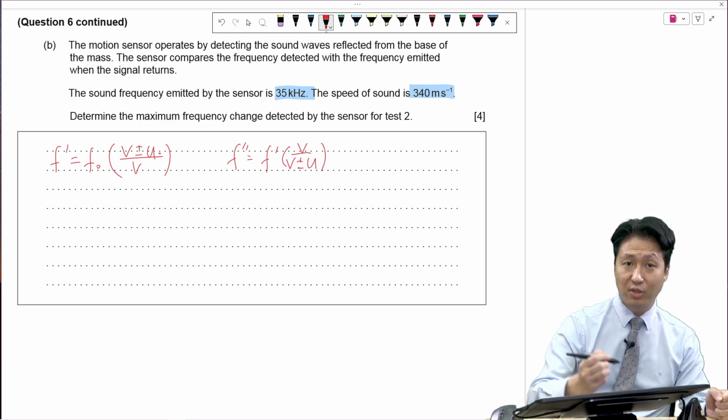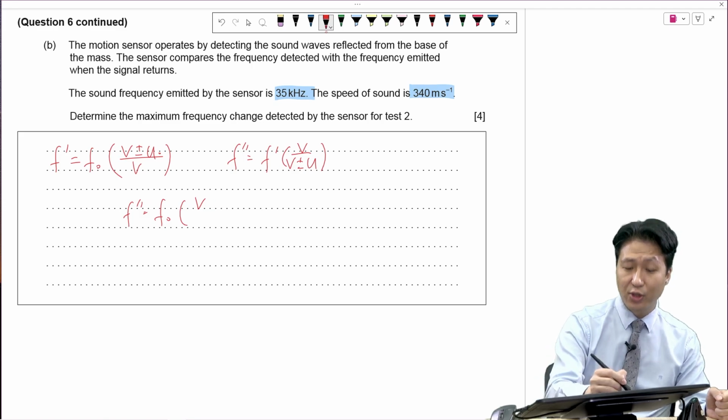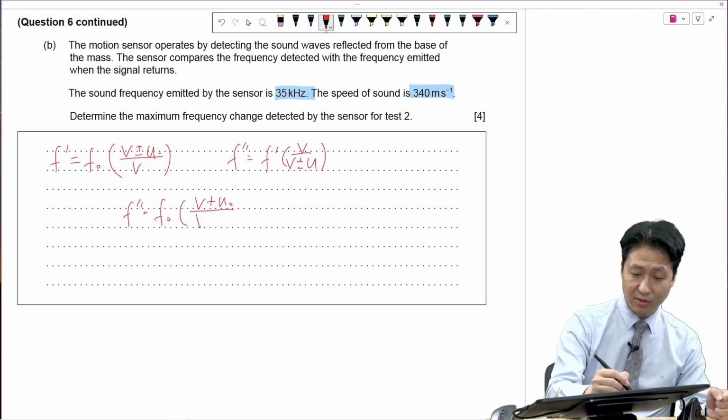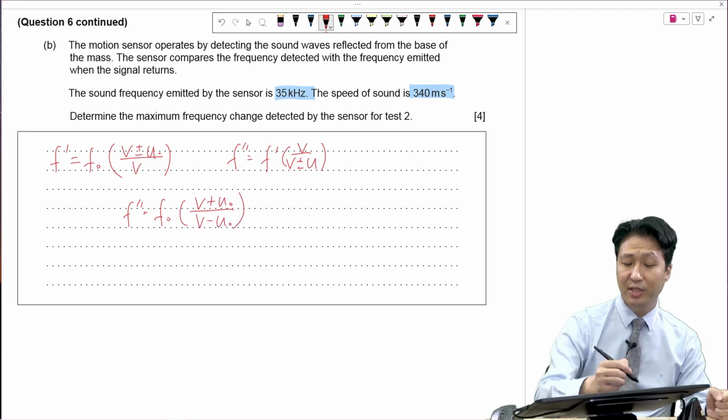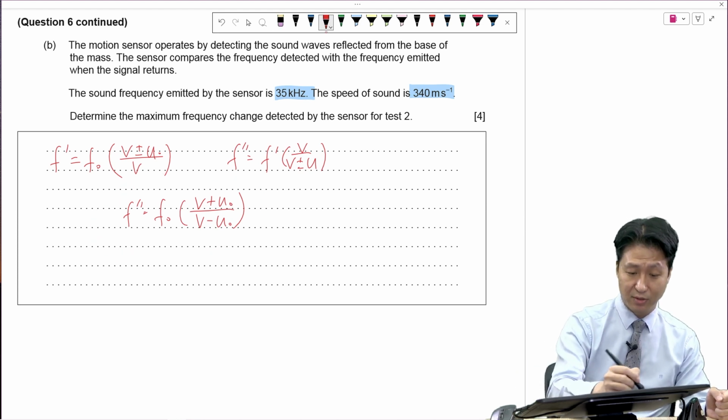So if you combine these two equations, you get that the frequency received is the original frequency times, if they're moving towards each other at the maximum velocity, the speed of sound plus the speed of the object over the speed of sound minus the speed of the object it's moving towards. This would be a higher frequency. So this is a maximum.